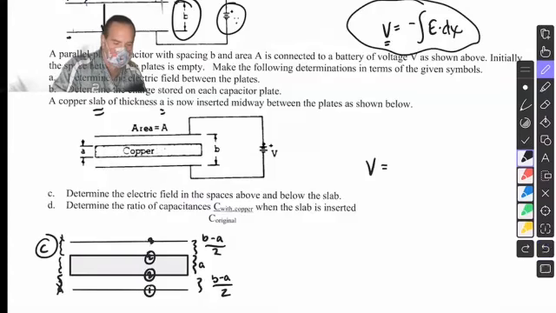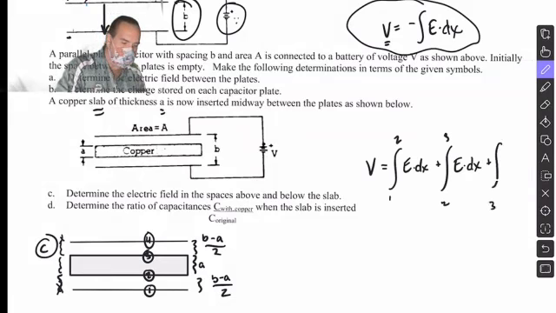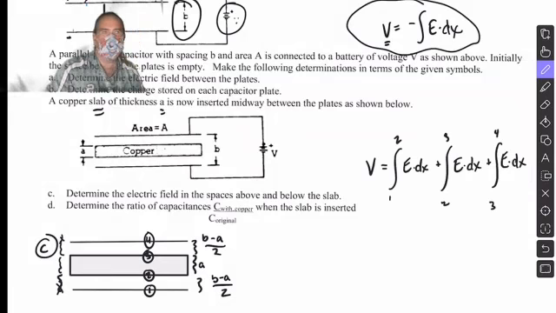And that's going to be broken up into 3 integrals. Let's label these 1, 2, 3, and 4. So my electric potential will be the integral from 1 to 2 of E dot dx plus the integral from 2 to 3 of E dot dx plus the integral from 3 to 4 of E dot dx. Now I'm going to get the electric field from this.